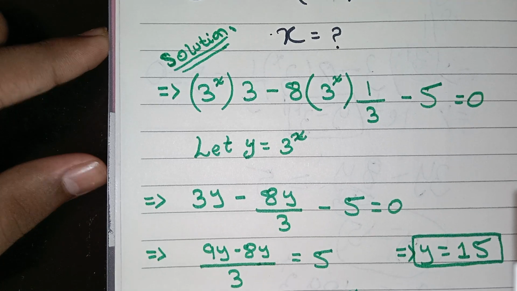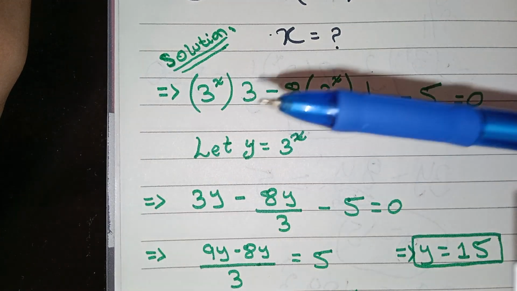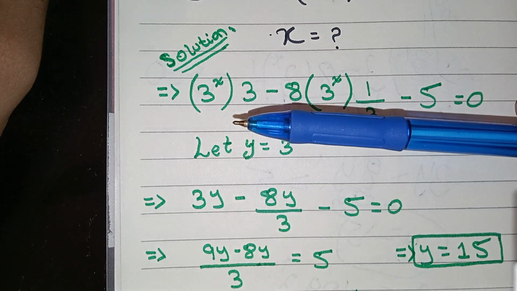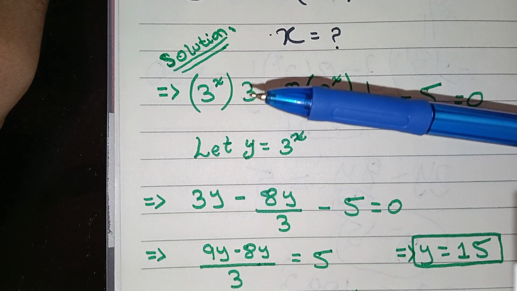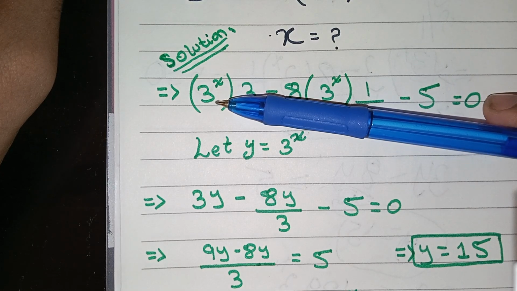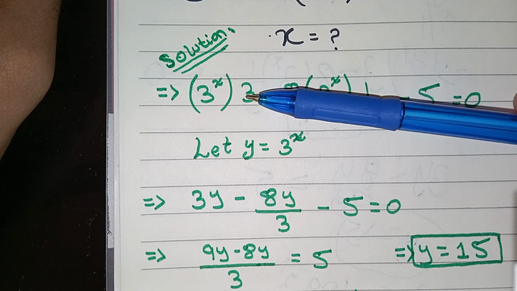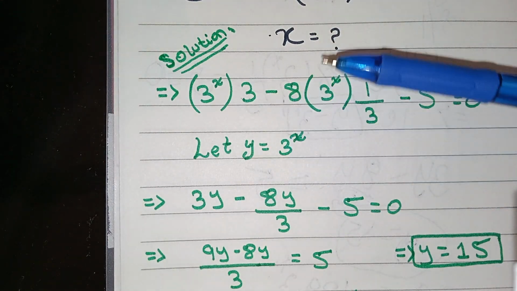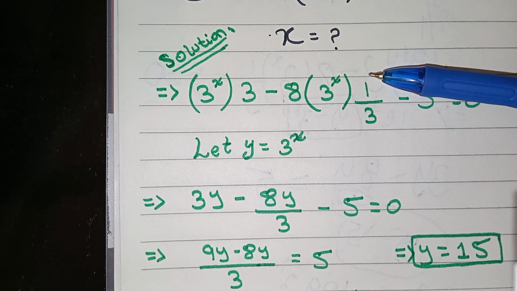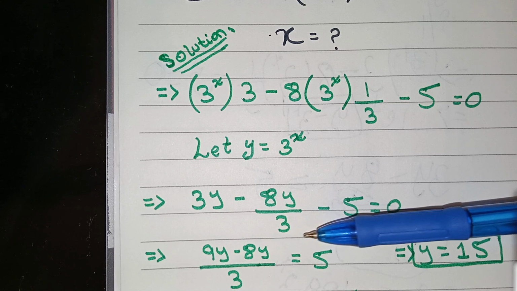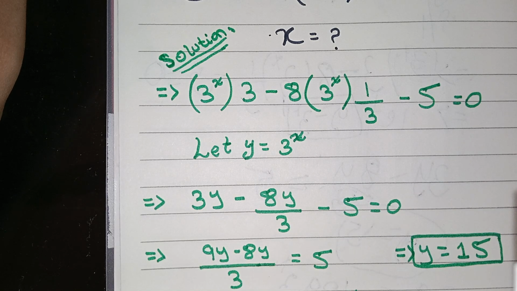In our next step, after assuming it, we will implement the assumption. If y is equal to 3 to the power x, then 3 to the power x multiplied by 3 is 3y. So 3y minus 8y, because 8 times y is 8y, over 3, minus 5 equal to 0, is written as usual.